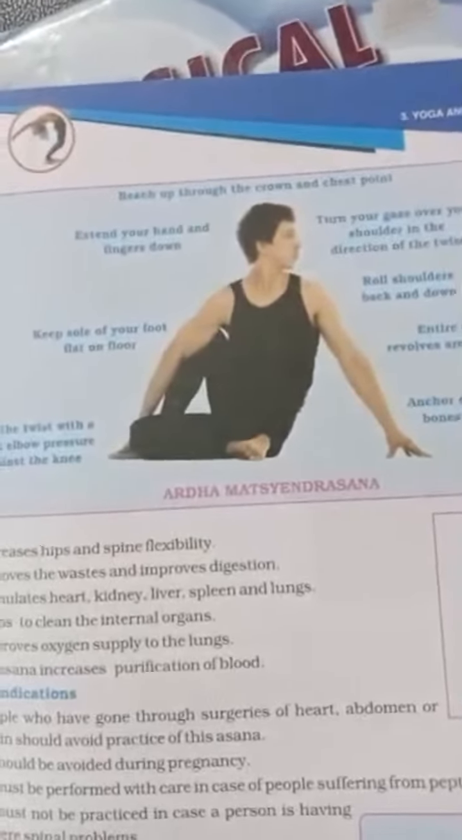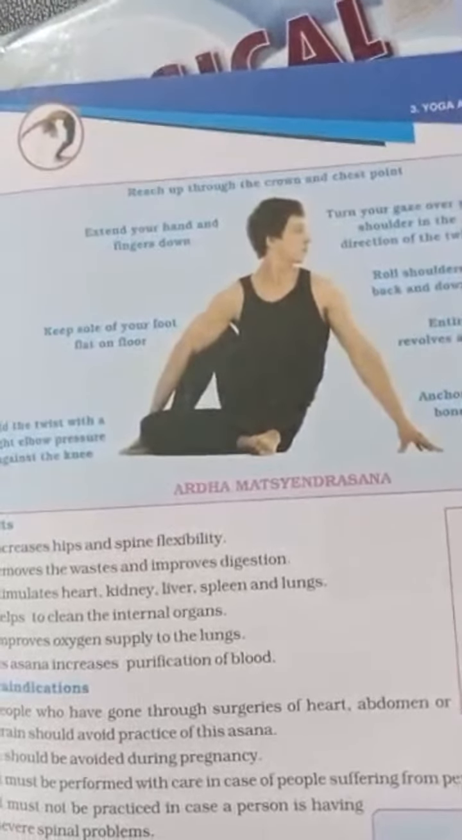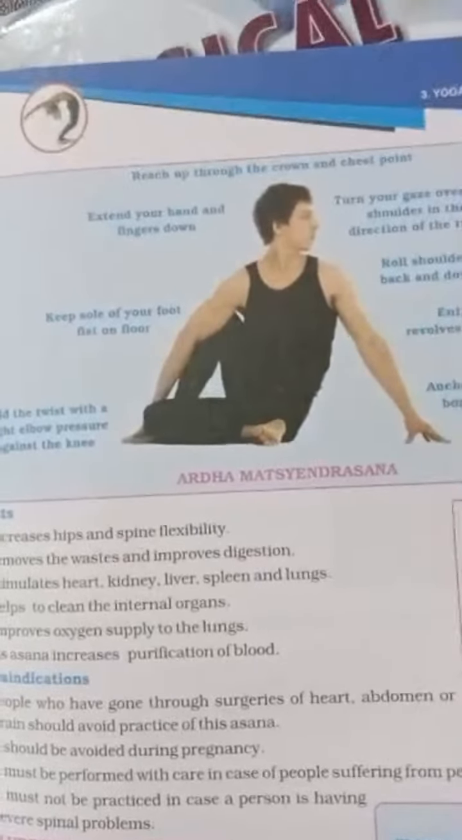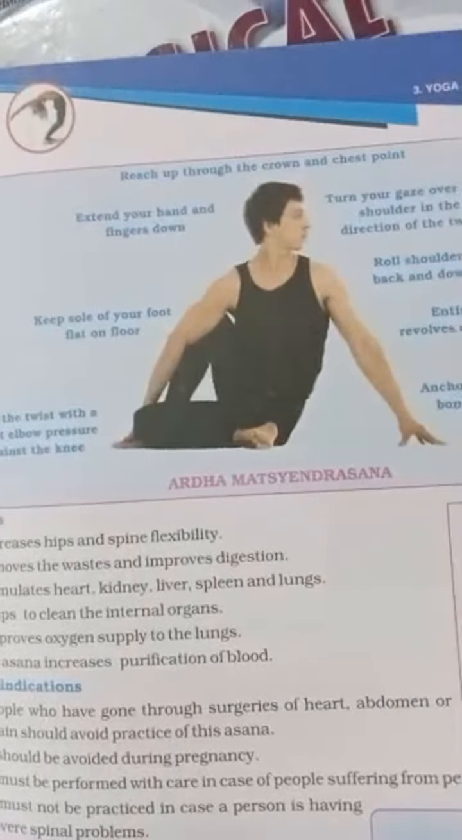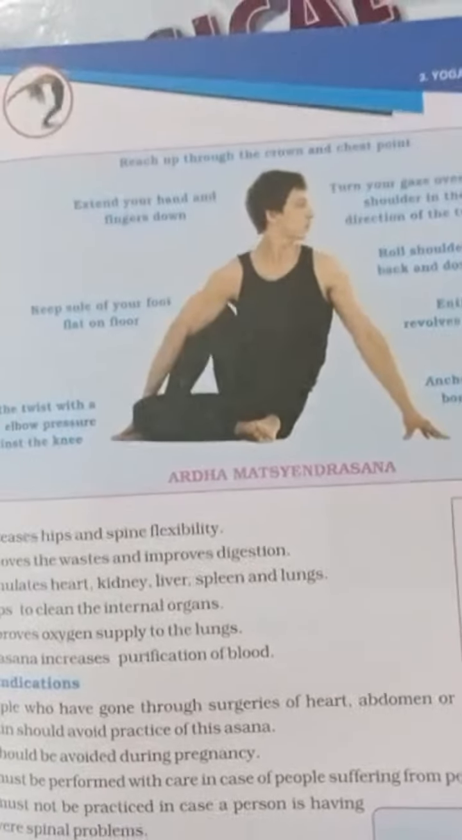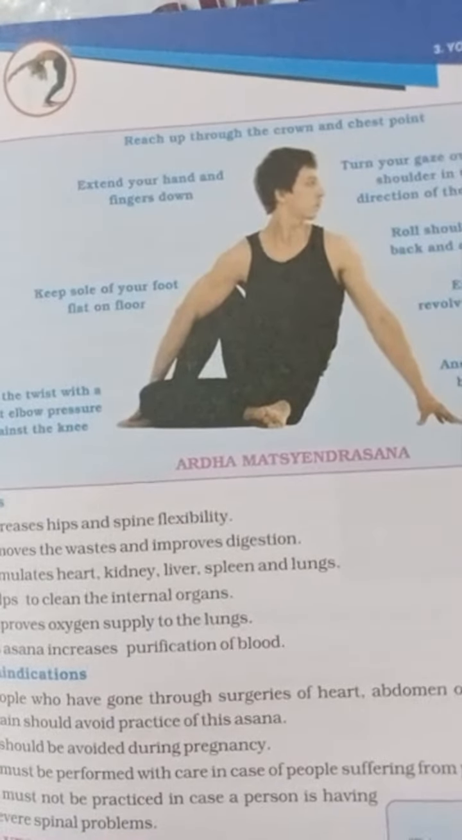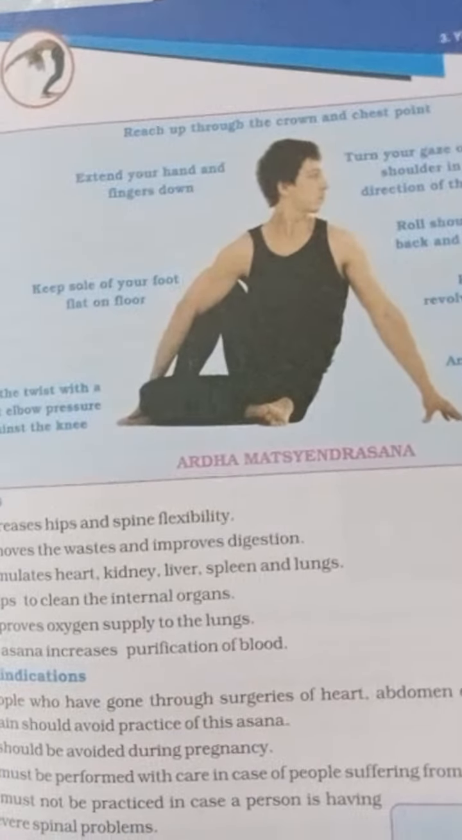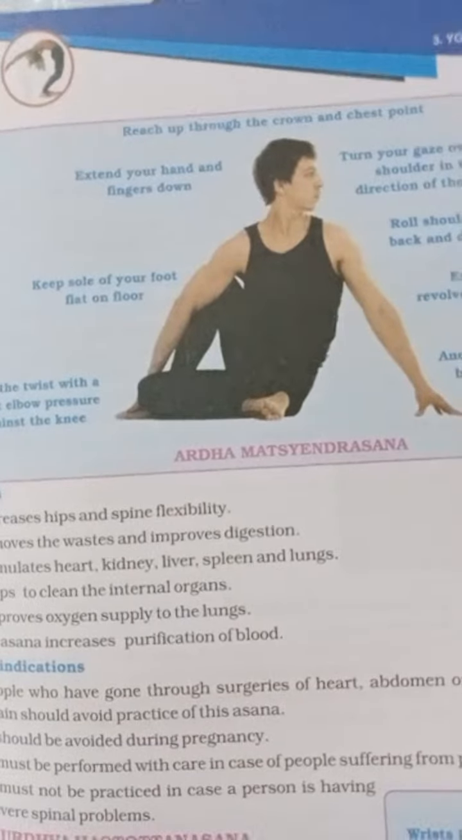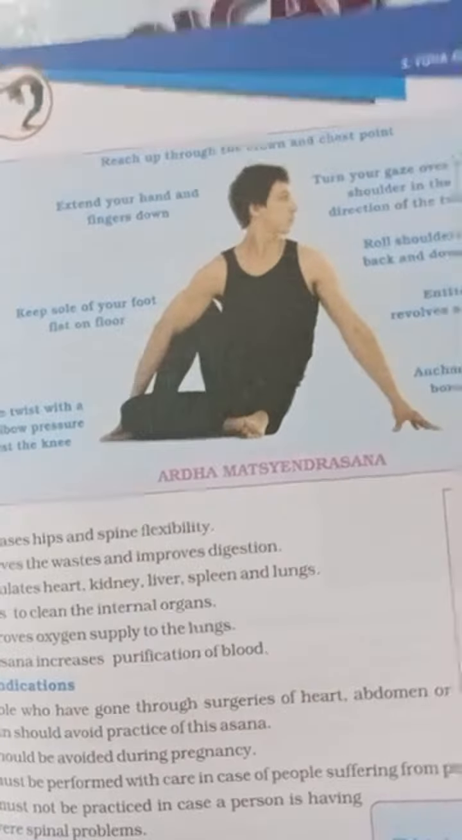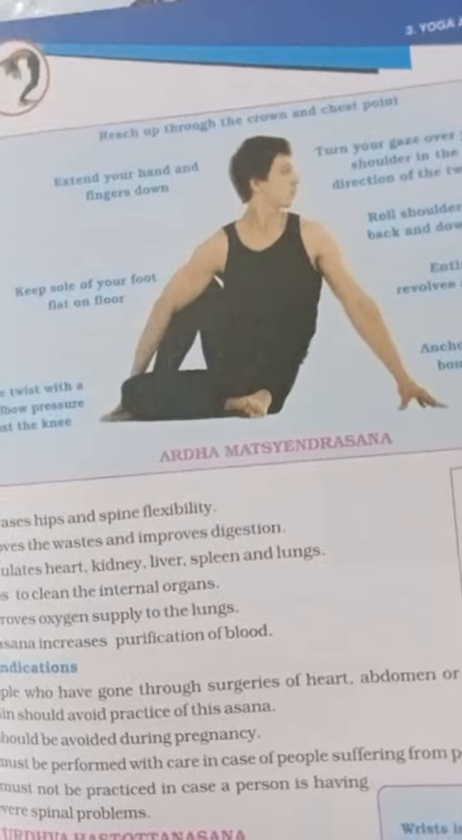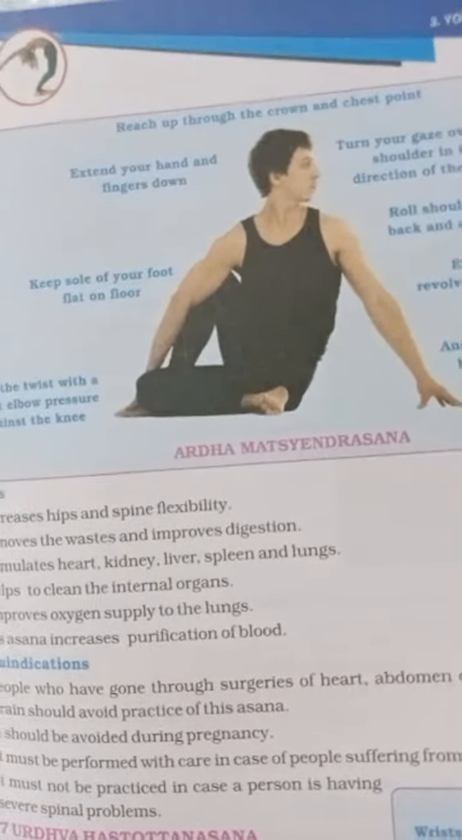Third step, lift left leg over right and place the foot against the outside of the right knee. After this, bring right heel close to hips. The spine must remain erect. Stretch arms out to the sides at shoulder level. Then twist to the left side.